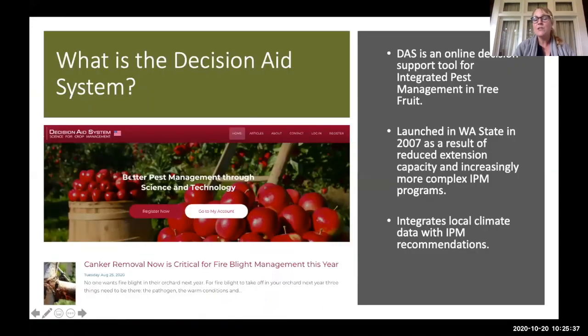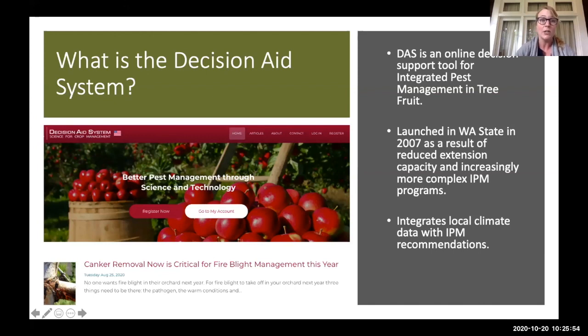Great, so just going into what is the decision aid system itself. So this is an online support tool that was developed by Washington State University to support integrated pest management in orchards. And it was launched in 2007.